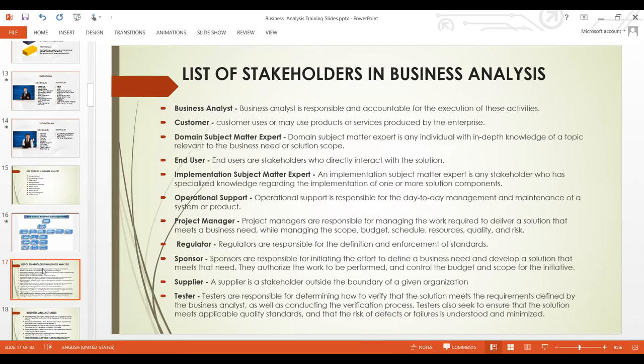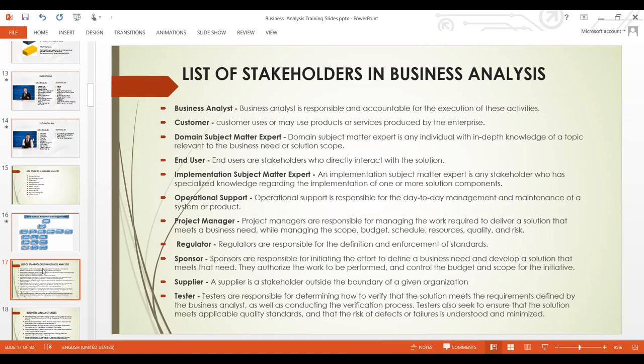Now, we'll look at the list of stakeholders in business analysis. So these are the stakeholders that make up business analysis. The first stakeholder here is a business analyst. The business analyst is responsible and accountable for execution of these activities, which is business analysis.